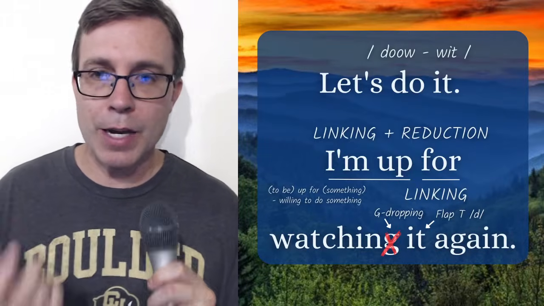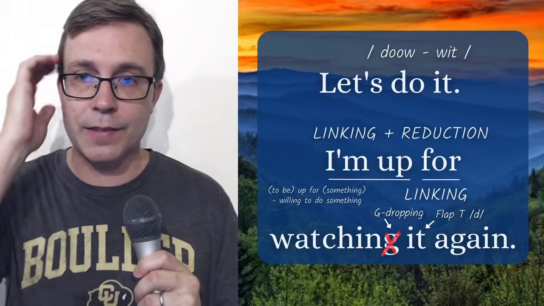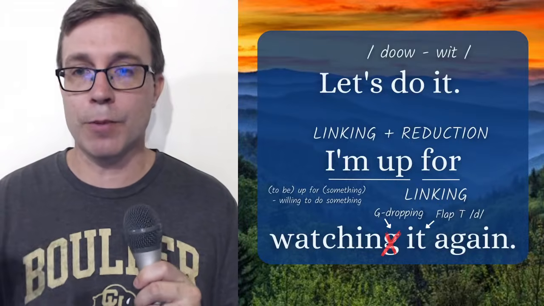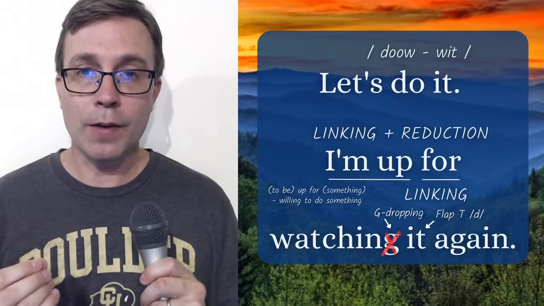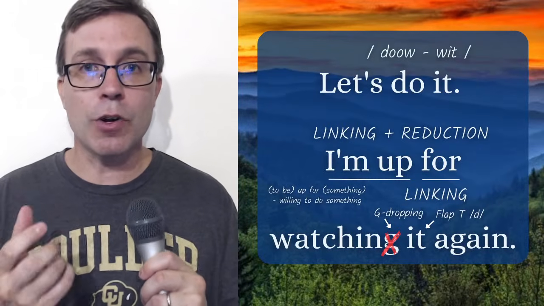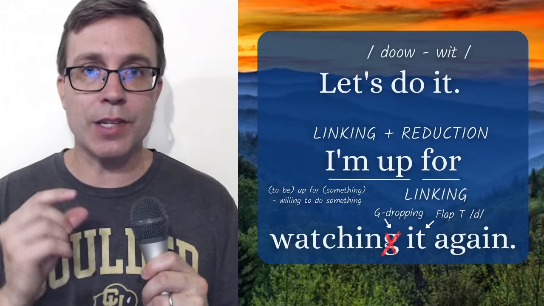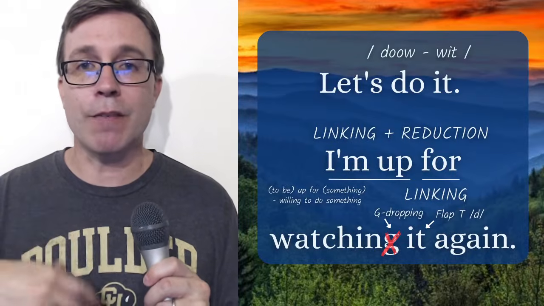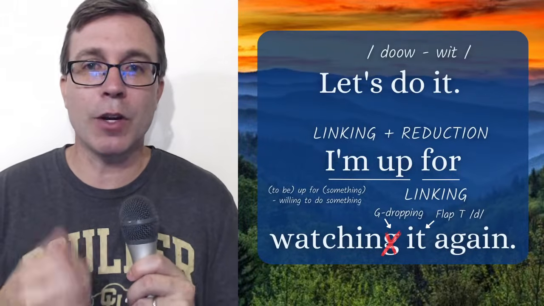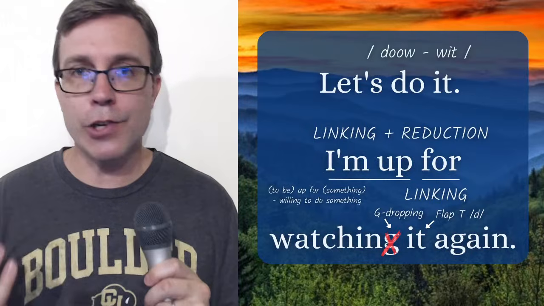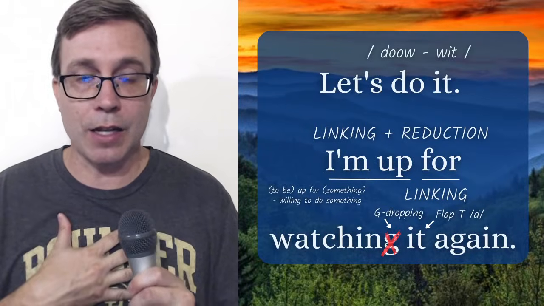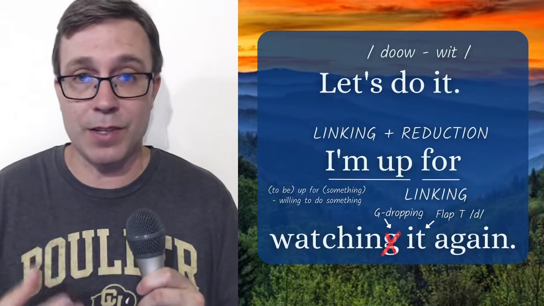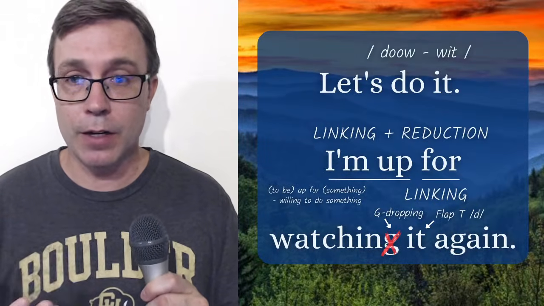And then the rest of that, the next sentence, we have linking and a reduction. I'm up. We can link that. For is another word we can reduce. That vowel sound is going to slightly change. So instead of for, it's going to sound a little more like fur. It's a function word. It's not a word that's stressed. So when I say it often, it's going to sound like fur. I'm up for. I'm up for.